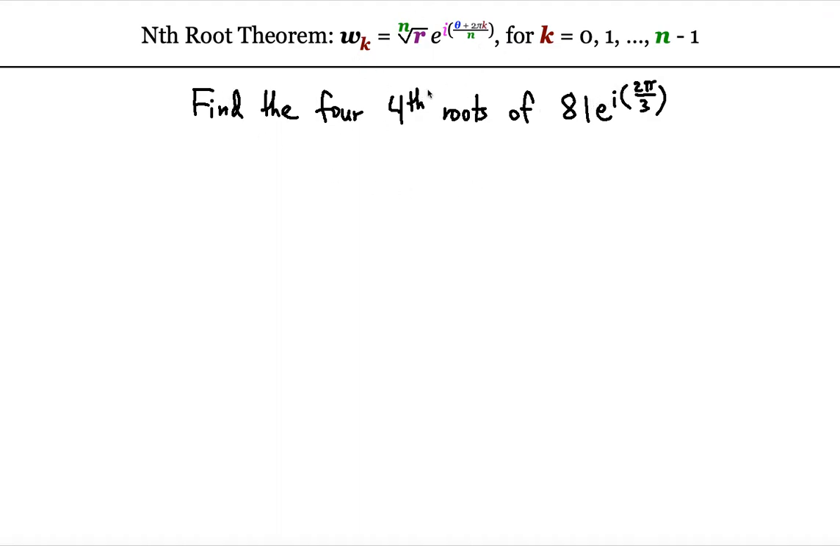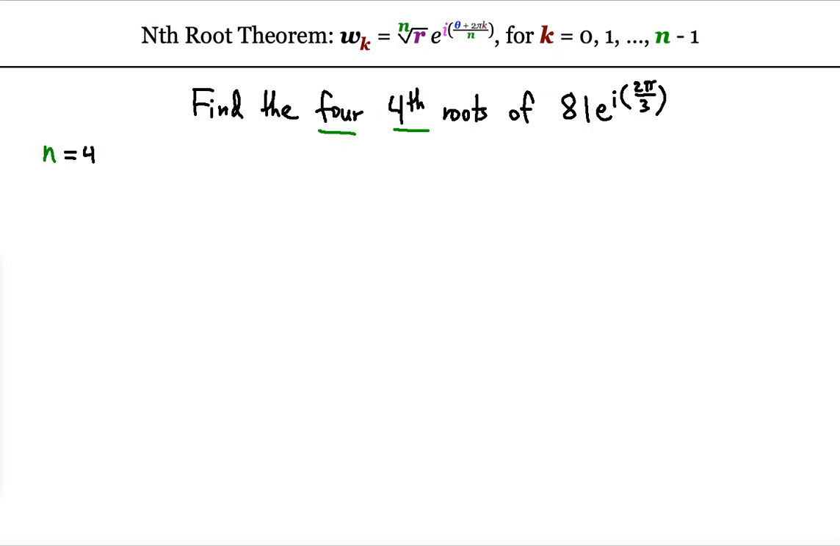We need to use this theorem to find the 4 fourth roots of 81e to the i times 2 pi over 3. The first thing you should notice is that n will be equal to 4. How do we know that? Because we need to find the fourth roots, so it matches the 4. This is the n value in itself, the value 4.